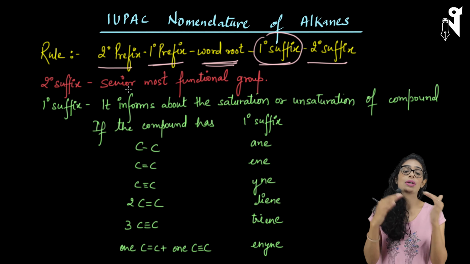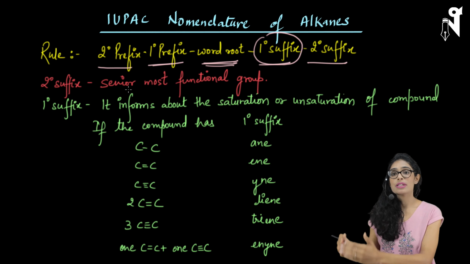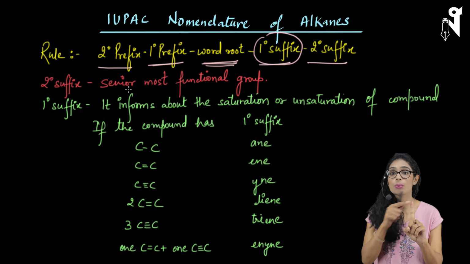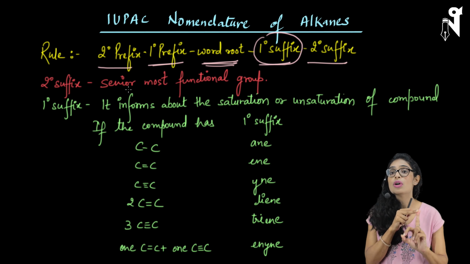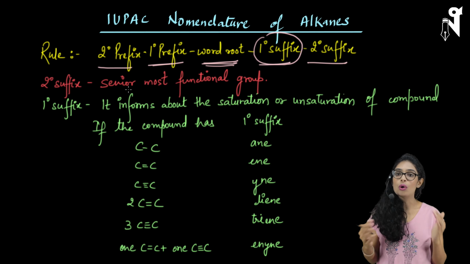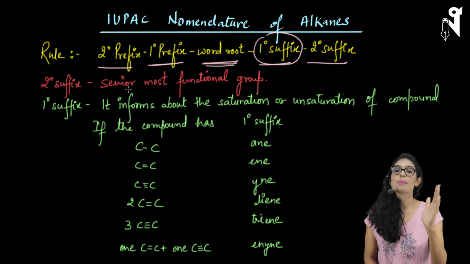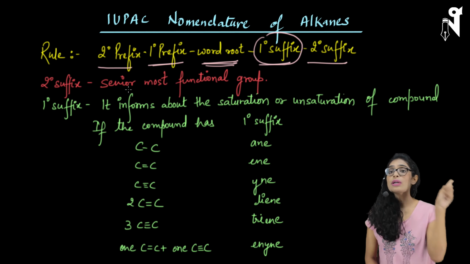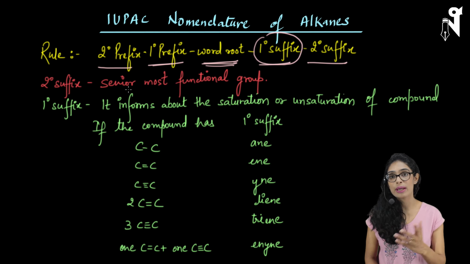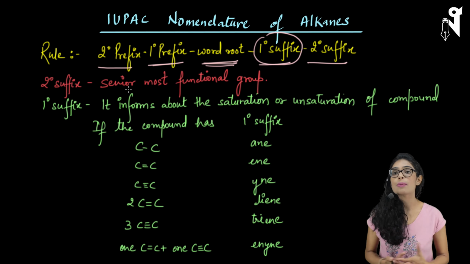What exactly these secondary and primary prefixes, word root, primary suffix, and secondary suffix mean, let's understand. Though we have already spoken about the word root and the suffix of alkane, alkene, and alkyne, we will not repeat the word root listing. I hope you know the representation for one carbon, two carbons, three carbons, four carbons. If you don't know, go back to the old video and watch it again, where I spoke about the different word roots and how to name them. Word root basically represents the number of carbons in the chain. And what exactly the primary suffix is, we will understand now.